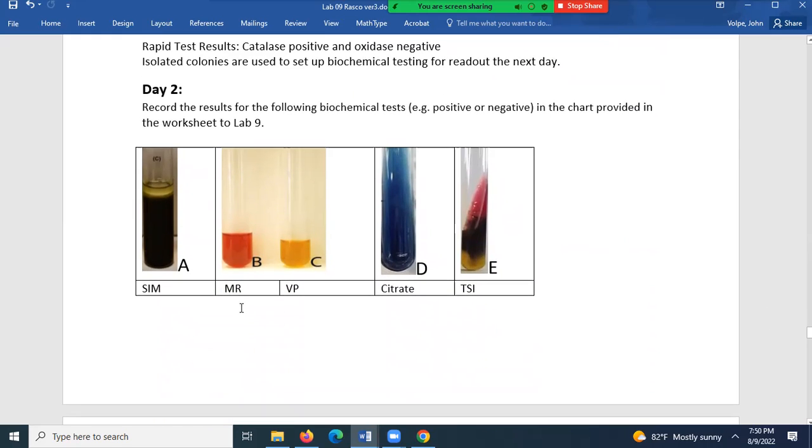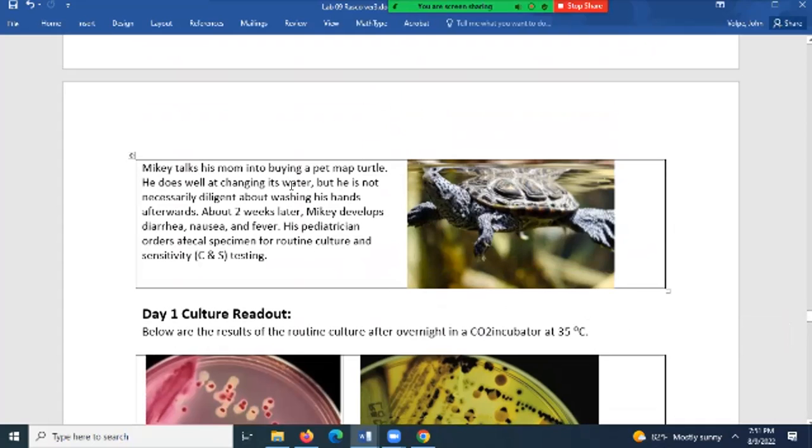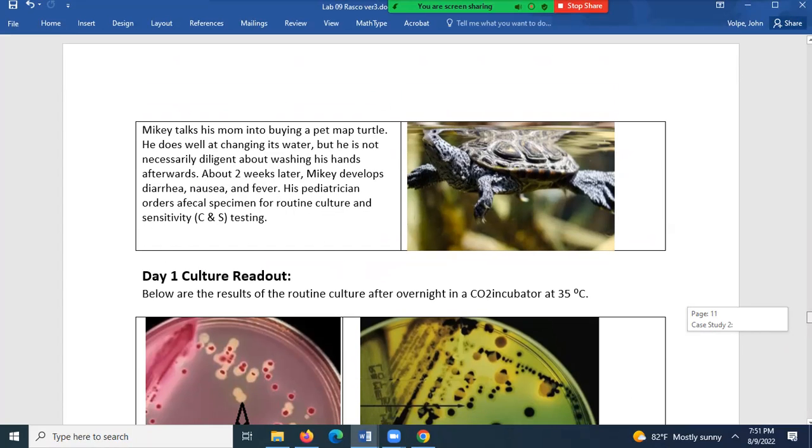And then we did some further tests. We have the SIM test here, the MR test here, the VP test here, the Simmons citrate test here, and then the triple sugar iron test here. Okay, so read the results of these tests and then identify the bacteria responsible for causing Mikey's infection. And I'll tell you, if Mikey had washed his hands after touching the turtle, he wouldn't have gotten sick.